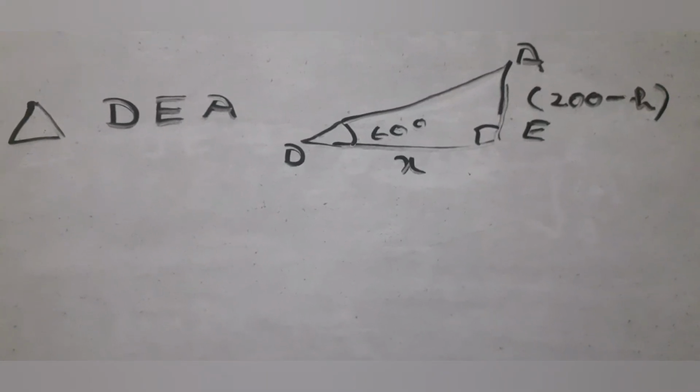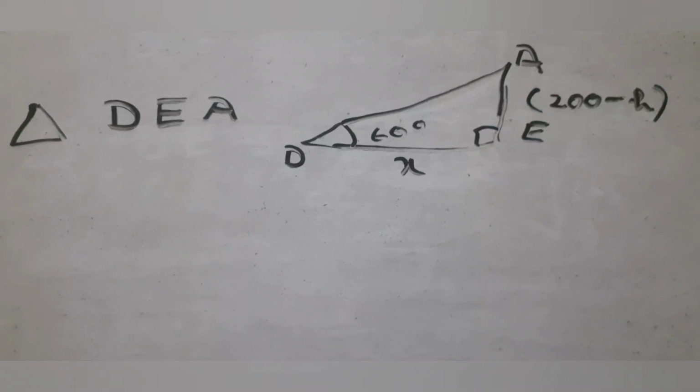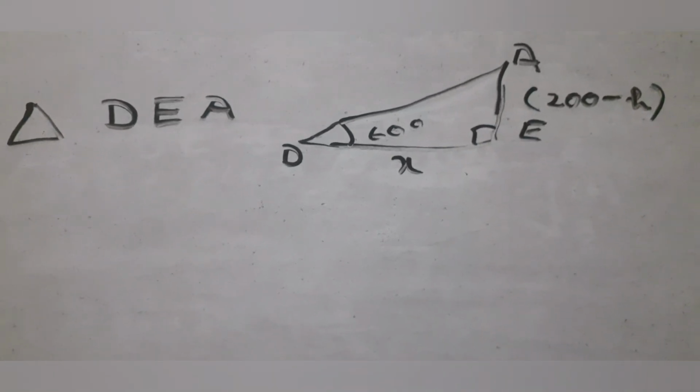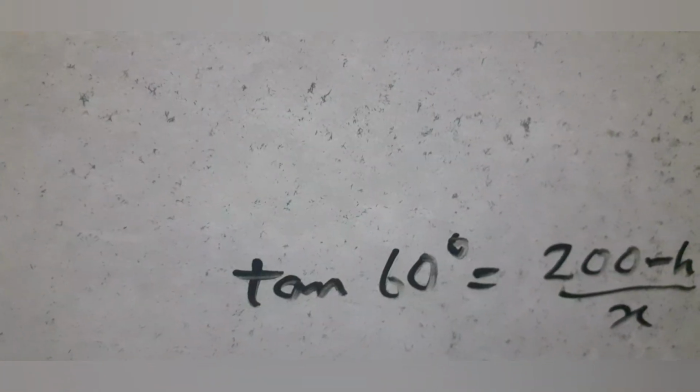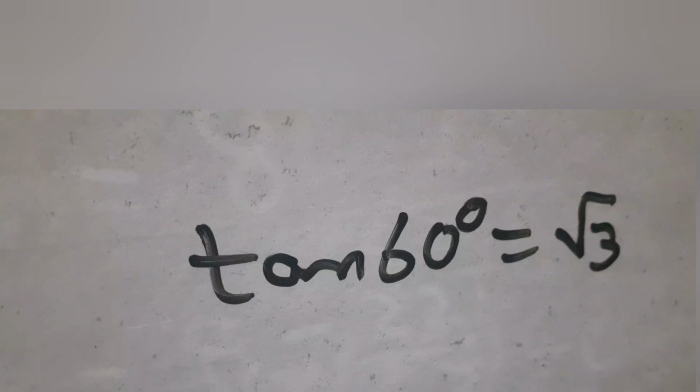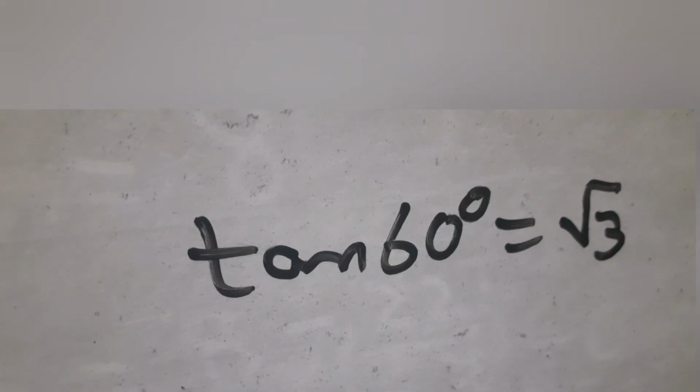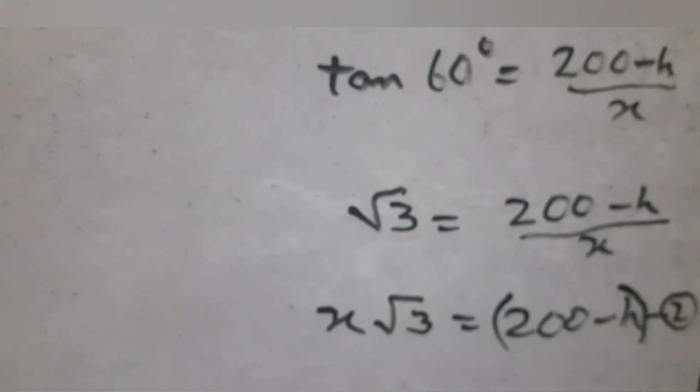Angle DEA for reference 60, opposite is 200 minus h, adjacent is x. Tan 60 degree equal to 200 minus h, the whole divided by x. Use tan 60 degree equal to root 3. Arrange to get x root 3 equal to 200 minus h.